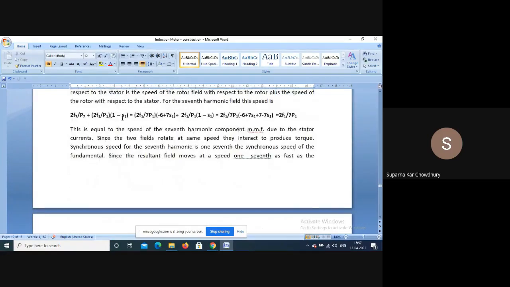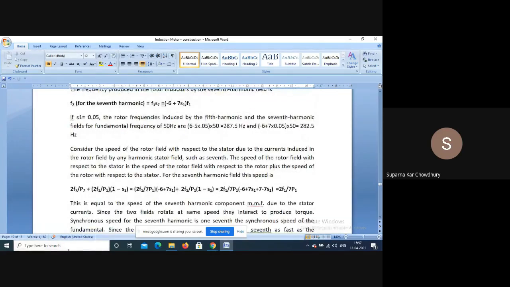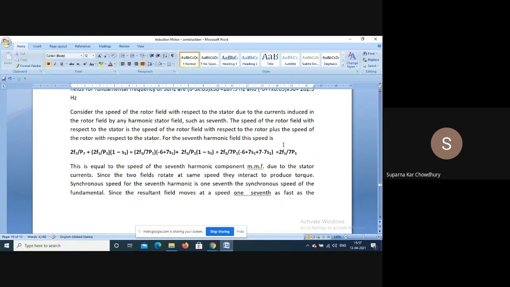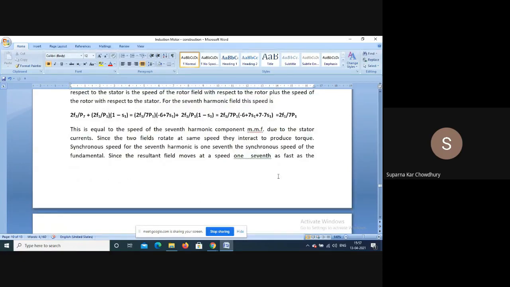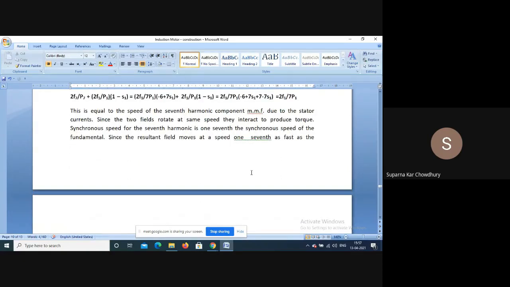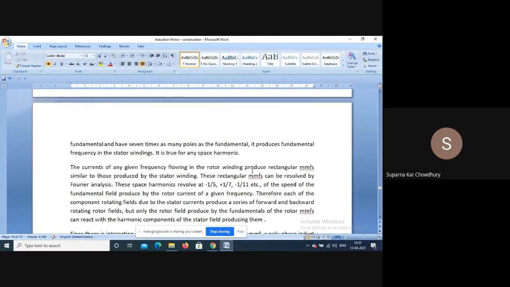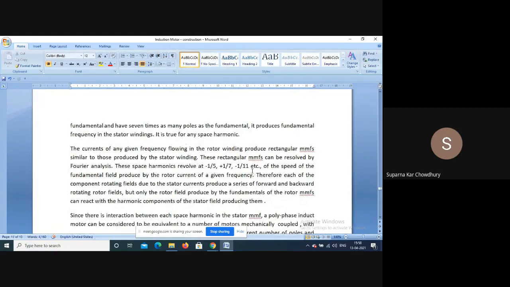Now these two fields, produced by the seventh component of the stator MMF wave and the corresponding field created by the rotor MMF wave, interact to produce a torque. These two speeds are the same, as you can see. So they are interlocking, and they will produce a constant torque. The resultant field moves at 1/7 the speed of the fundamental and has 7 times as many poles as the fundamental.